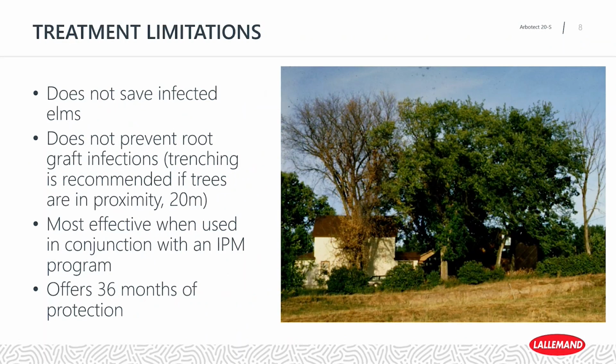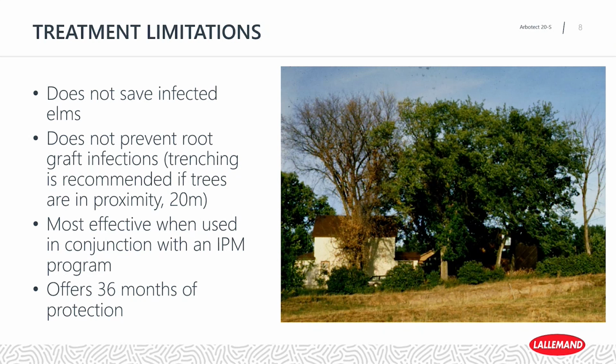Now, there are some limitations when it comes to using Arbotect. First, it won't save already infected elms, unfortunately. The product can be used therapeutically, but the tree won't ultimately survive. It will also not protect elms from root graft infections. So if there are diseased elms within proximity of the treatment candidate, let's say within 20 meters or so, 80 feet, trenching is recommended to disrupt potential root grafts from tree to tree.